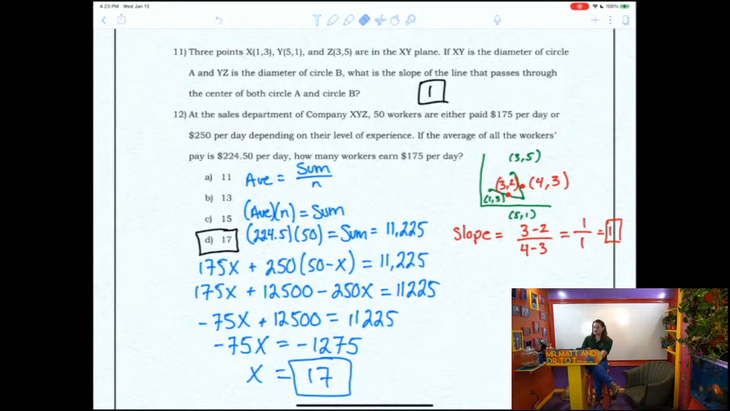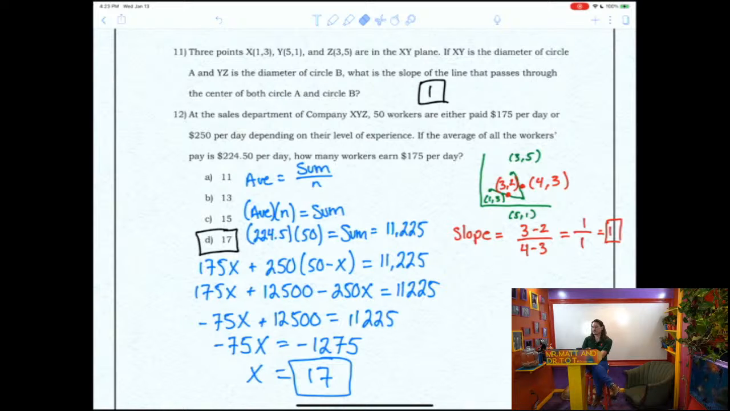Let's choose x to represent the number of workers who make $175 a day, and therefore we can write the expression of 50 minus x, the total minus the $175 workers, must be equal to the $250 workers. So, writing the equation: 175x plus 250 times the quantity 50 minus x is equal to 11,225. Making sure to distribute the 250 within the parentheses.